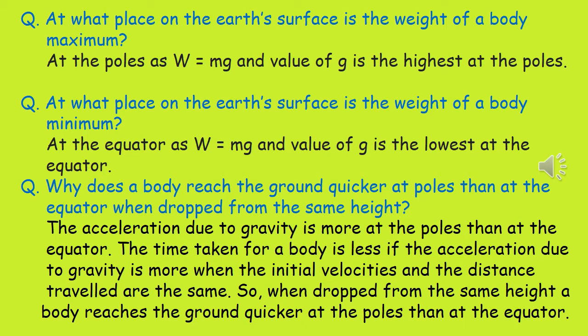In the same way, at what place on Earth's surface is the weight of the body minimum? The answer will be equator because W is equal to mg and the value of small g is the lowest at equator.